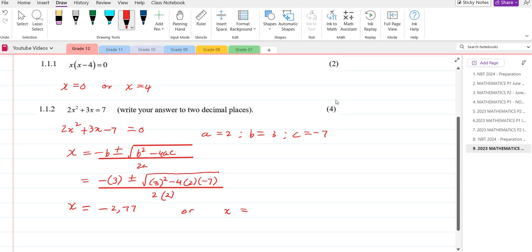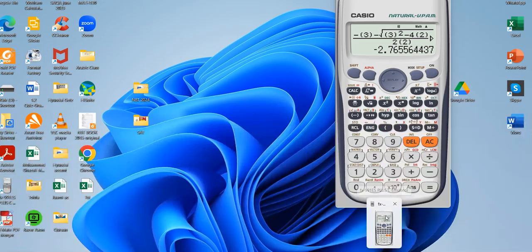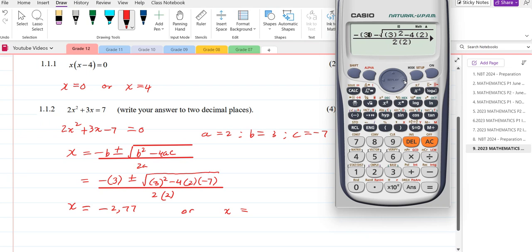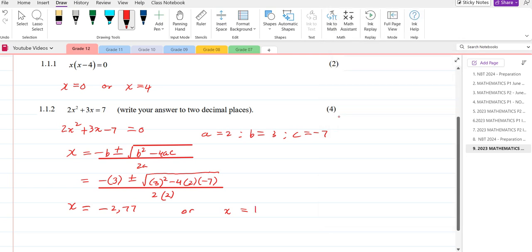Or let's change this into a plus. If we change that into a plus, then we get 1,27. I hope you understand.